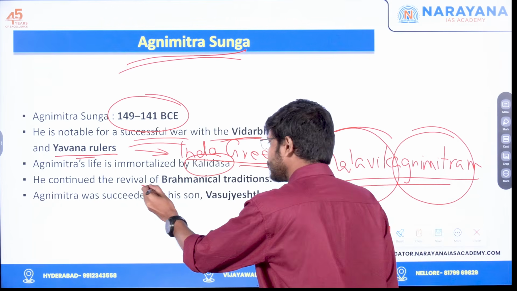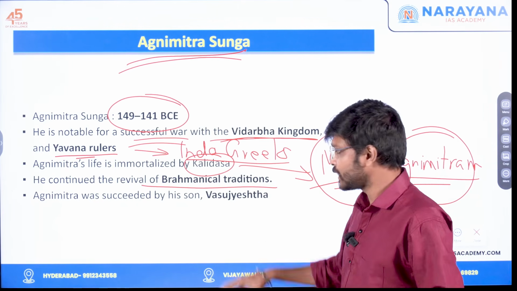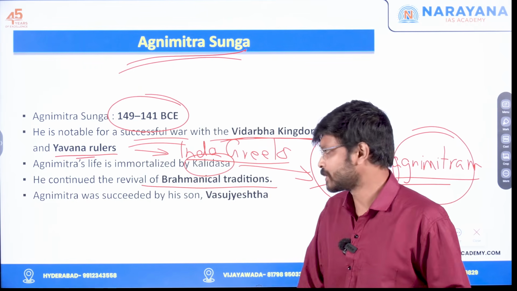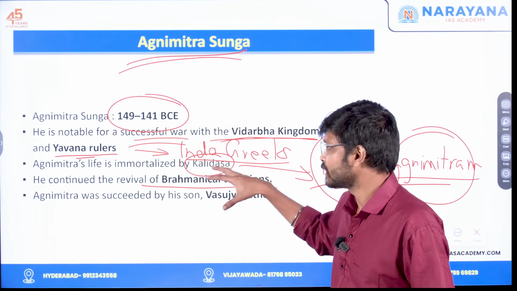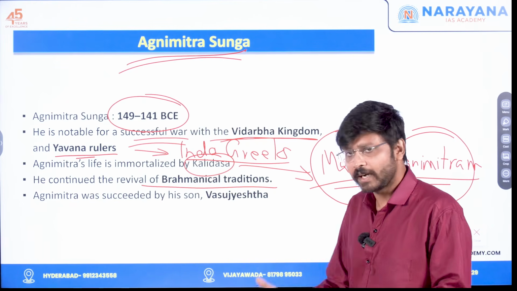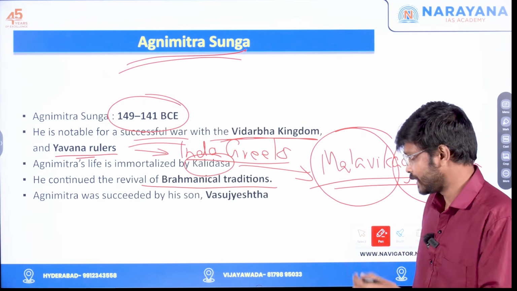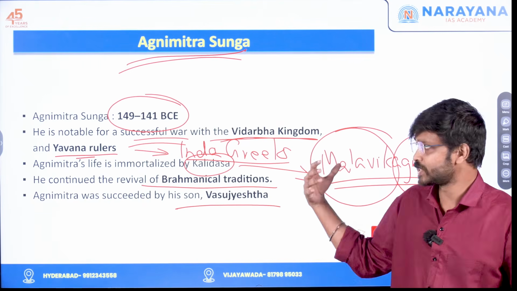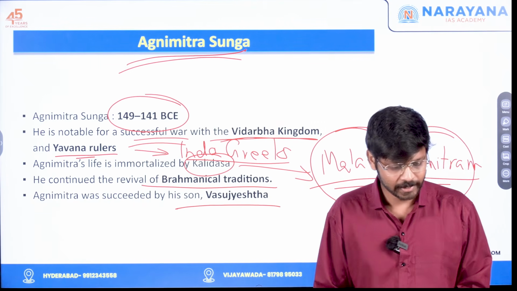Again, he also continued the revival of the Brahmanical tradition. He also did an Ashwamedha Yajna. He also constructed many temples. Many things were started during Agnimitra Sunga. Again, after Agnimitra Sunga's death, his son Vasujeshta reigned. Vasujeshta reigned over the Sunga dynasty.